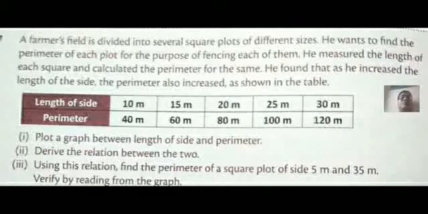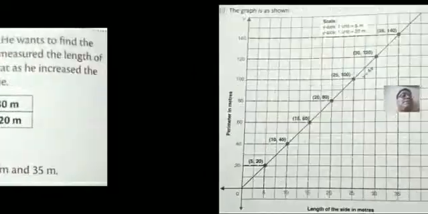So this is the information given as shown in the table. Plot the graph for length of the sides and perimeter. Derive the relation between the two. Using this relation, find the perimeter of the square plot of side 5 meter and 35 meter. Verify from the reading of the graph.